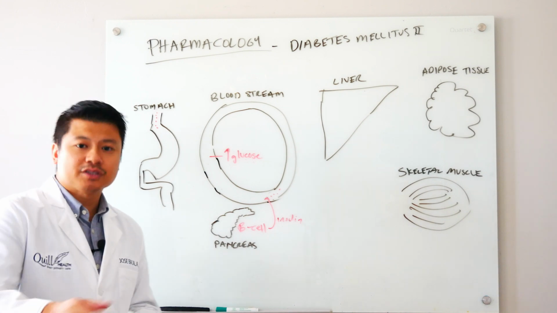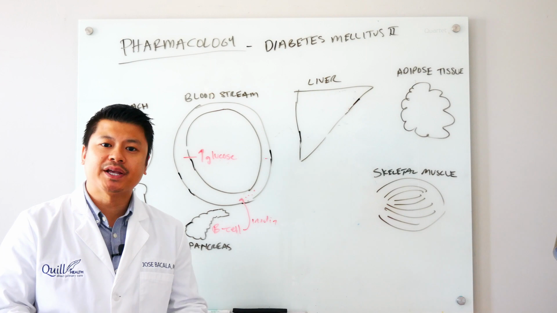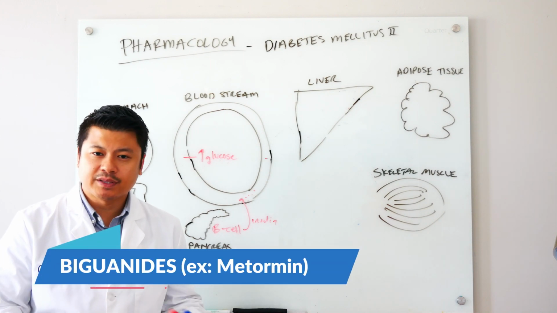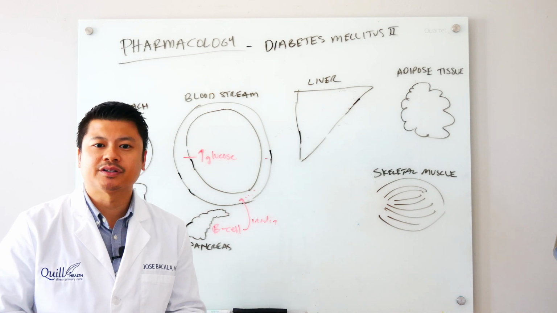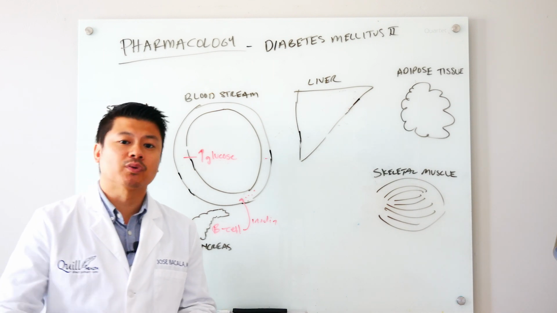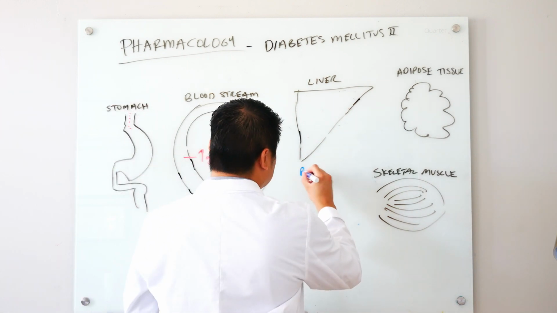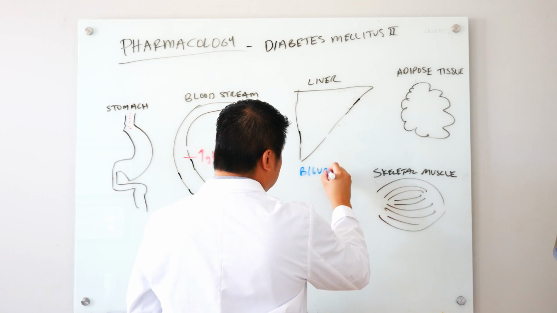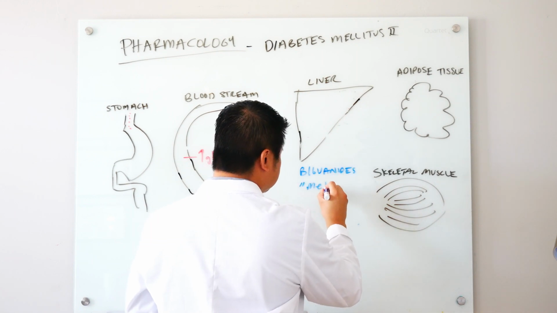But now let's get into the medications. The first class of medications are called biguanides. The most common biguanide that we know of is metformin. Metformin is the first line medication for our type 2 diabetics. Biguanides work in the liver, so let's get into that. Again, biguanides, the more common being metformin.